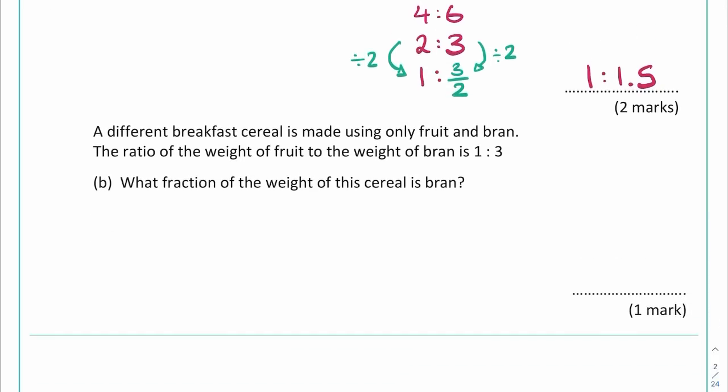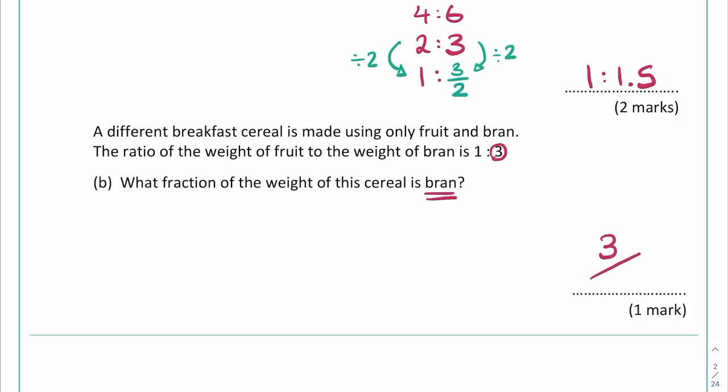It says a different breakfast cereal is made using only fruit and bran. The ratio of the weight of the fruit to the weight of the bran is 1 to 3. What fraction of the weight of the cereal is the bran? Well, the bran is mentioned second, so that's our second number in the ratio there. So whatever the fraction is, it's 3 on the top, out of something.